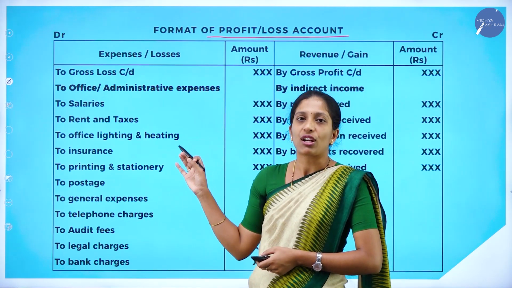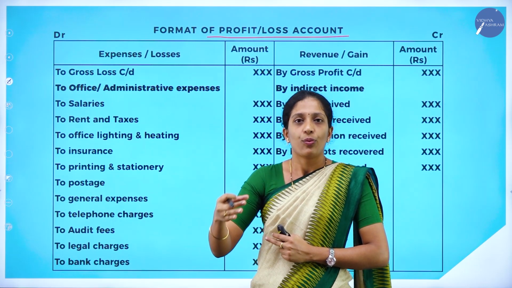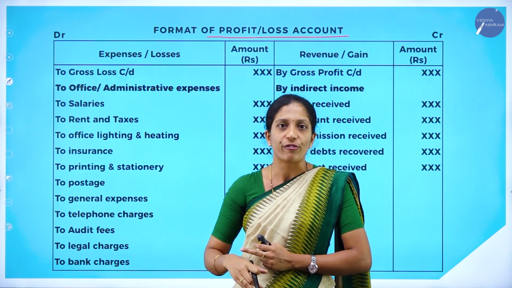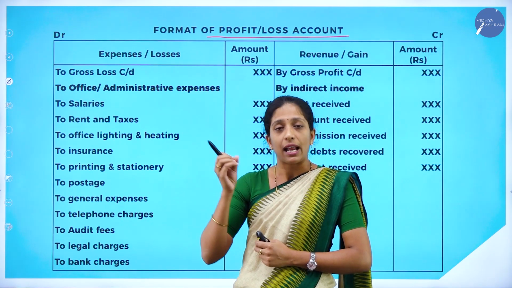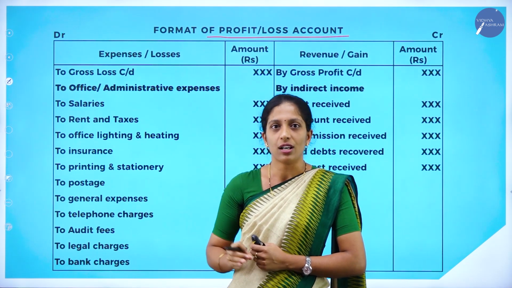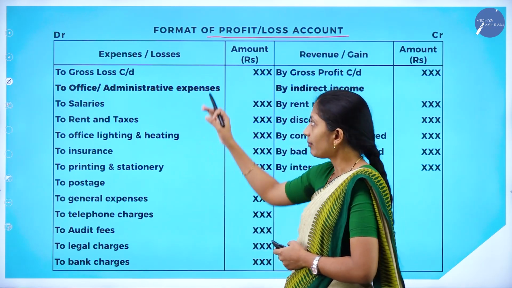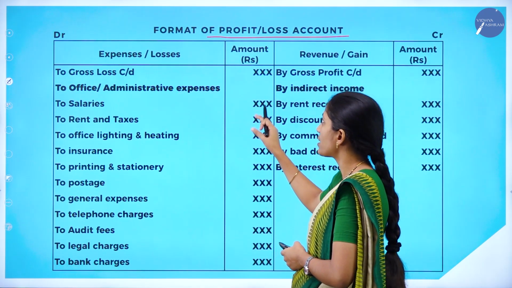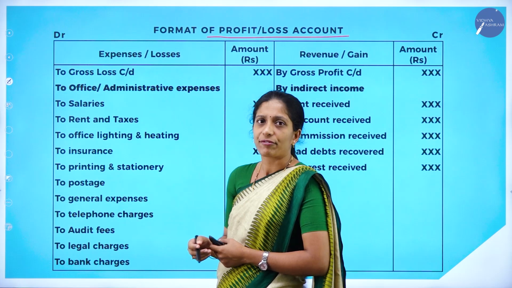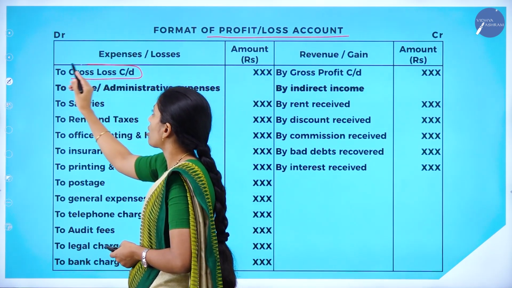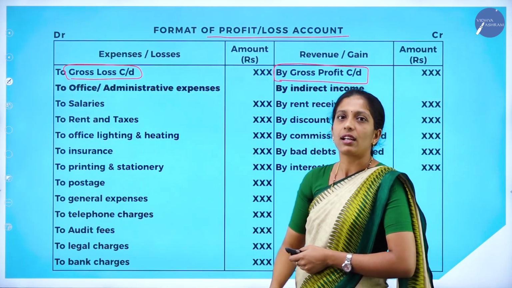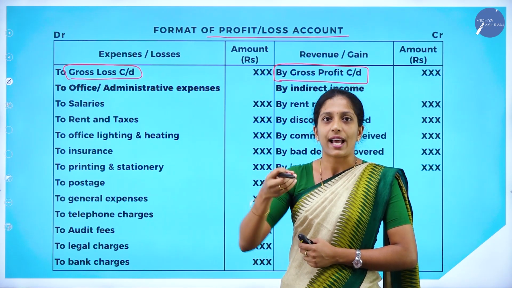So your format is same because profit and loss account is one account which has been divided into two parts. The first part will be trading account and the next part will be profit and loss account. Your profit and loss account can only be prepared with the balancing figure of your trading account, that is gross profit or gross loss. So go through here. In the debit side we have expenses or losses, amount, and then the credit side revenue or gain, amount. You will start your profit and loss account with gross loss or gross profit. So this has to be taken first. Either it will be gross profit or gross loss. So it has to be carried down.